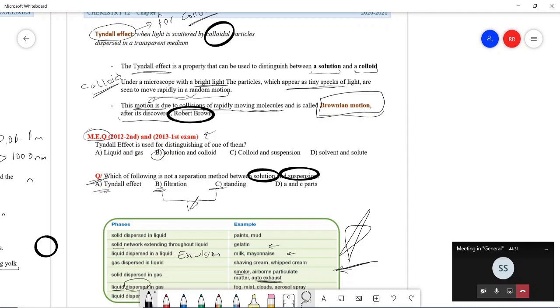Solution and suspension. This is important. This is like a note for you. So it's also not D because yes, C is used for distinguishing between solution and suspension. Filtration is also used. That's why the only answer is actually the Tyndall effect.